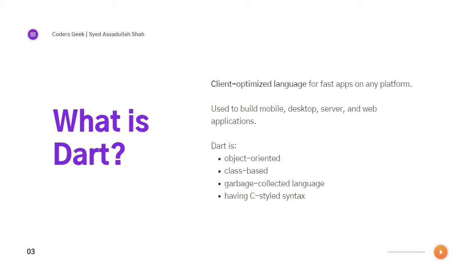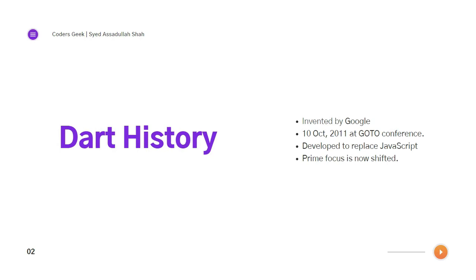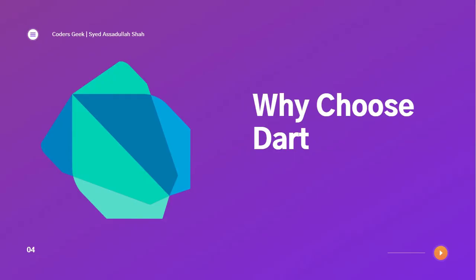So how did Dart come into being? Two engineers from Google launched Dart at GoTo conference as a brand new programming language designed to build web applications. Initially, they wanted Dart to replace JavaScript or act like CoffeeScript, but now the prime focus behind Dart has shifted, and Dart is being implemented in a wide range of projects. Dart is much better from a language point of view.